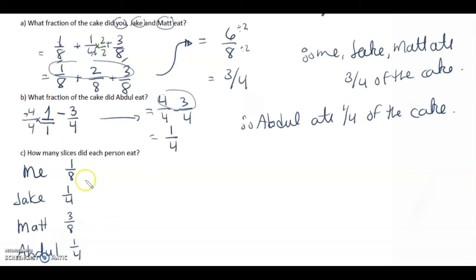So we know that there are 16 slices. So if I multiply 1/8 by 16, this is going to take 1/8 of 16. So I get, and again, this is 16 over 1. So we're still doing the same thing. 1 times 16 is 16. 8 times 1 is 8. So I ate 2 slices. Okay. 1/4 times 16 is going to give me 16 over 4. Jake ate 4 slices.